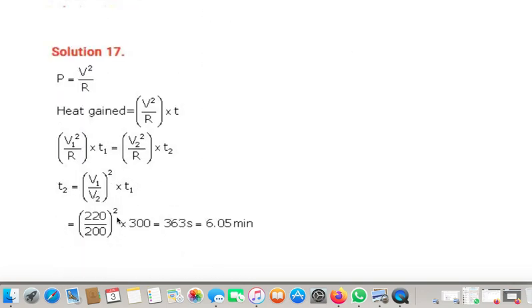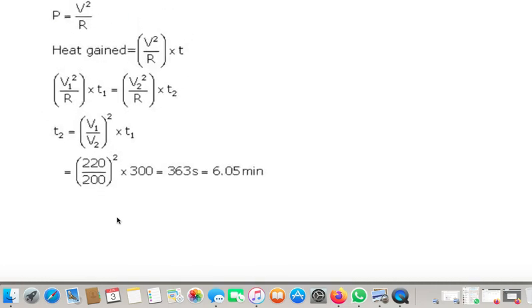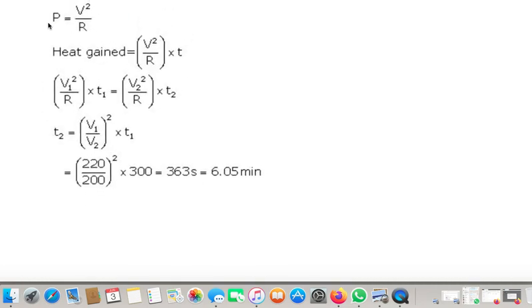Let us move to the next numerical, the 18th numerical. See what we are given in the 18th numerical. P we all know. What is the formula for P? P is equal to V square upon R. Now heat gain is equal to V square upon R into T. This is the formula we applied in the previous numerical too. Heat gain is basically the energy only. Since P is equal to V square upon R, energy comes out as P into T, right? So that is V square upon R into T. So this should be clear.